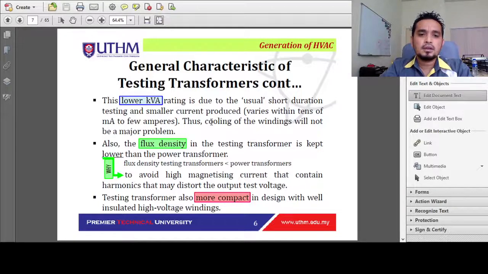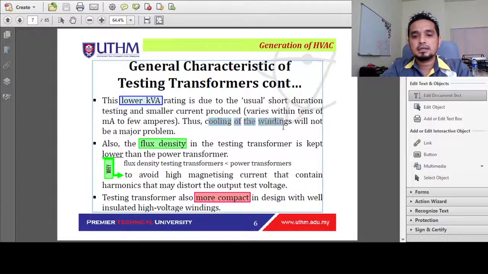So we don't want to compromise. For the testing transformer, cooling of the winding will not be a major problem. We know it's a testing transformer, so we don't worry too much about cooling, especially since we have a much lower kVA rating as well.